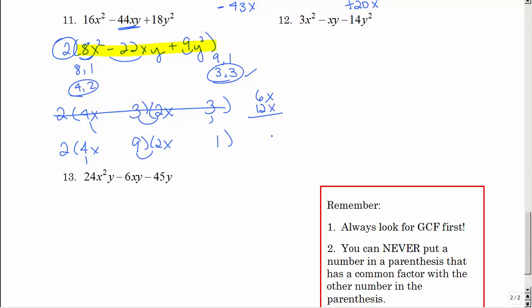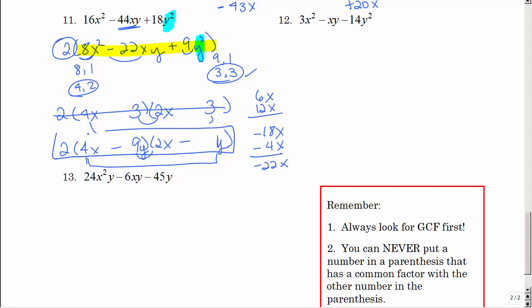9 and 1. That's 18x. That's 4x. And if I make them both negative, I get negative 22x. And I'd say, oh, I'm done. But what did I forget? I forgot that y squared. So what do we need to do? Well, we need to put that y right there. That's my answer. So you could write that as 1y over here or just y. Don't leave out your GCF in your final answer.